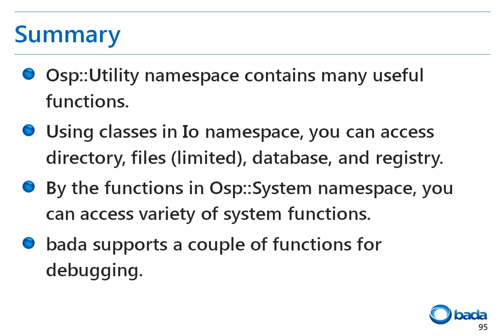Let's sum up this lecture. Using the Bada's I/O namespace, you can read or write data saved in a file such as the directory, file, database, and registry. Using the classes and the functions of the OSP system namespace, you can get the system information and use the system functions. And finally, Bada provides some macros and functions for debugging.